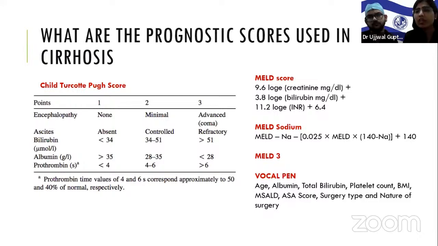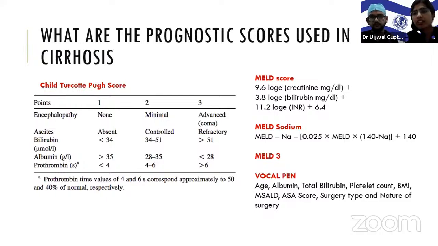Newer scores like the MELD score. In the MELD score, we look for the creatinine, bilirubin, and international normalized ratio. What is MELD? Model for End-stage Liver Disease. That score is used for liver transplant patient risk assessment and stratification. But here also there are some limitations, as in ascites patients, we didn't count for the sodium in the MELD score.